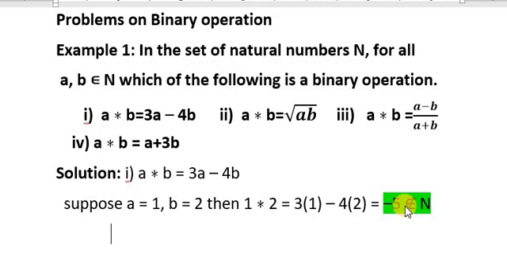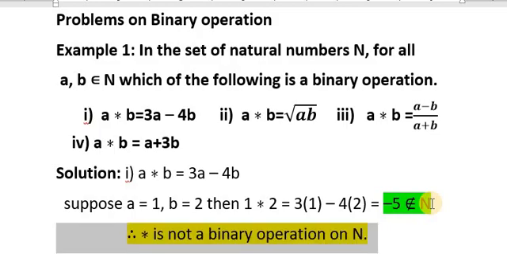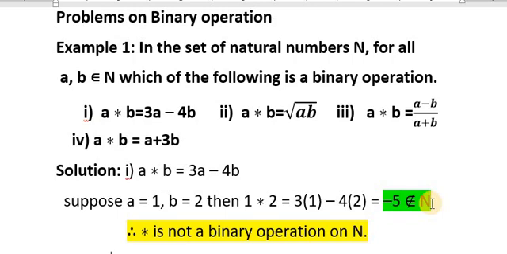See, minus 5 is a negative number which is not present in the set of natural numbers. So minus 5 does not belong to N. Therefore, star is not a binary operation. Why is star not a binary operation? Because a star b is equal to 3 into 1 minus 4 into 2, which is equal to minus 5. Minus 5 does not exist in the set of natural numbers. Therefore, it is not a binary operation.